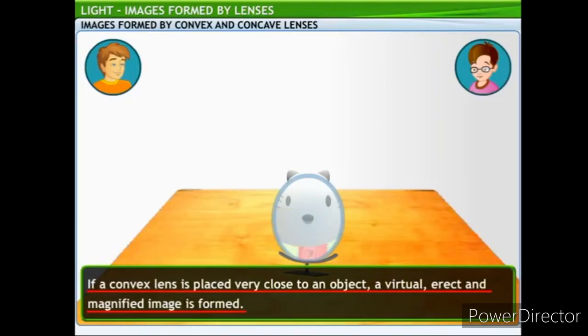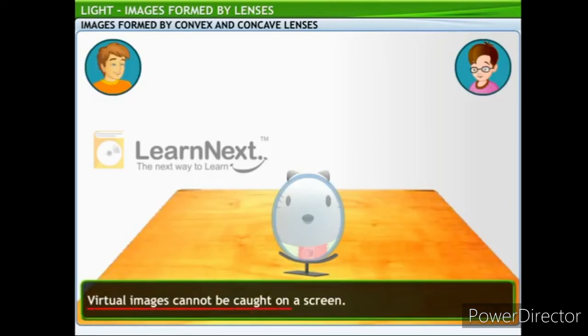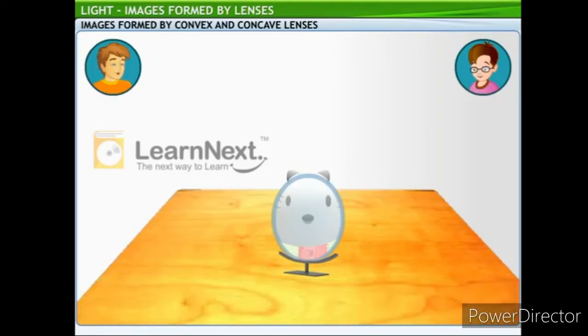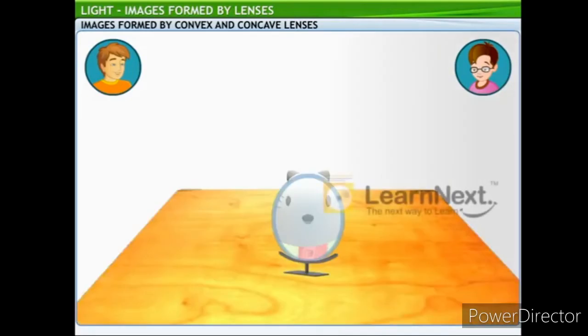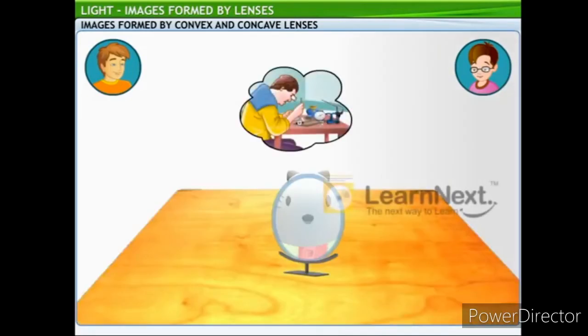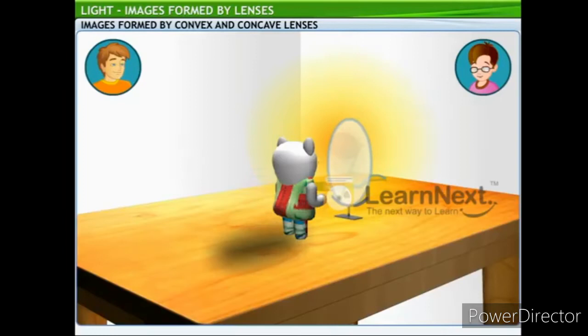The image is direct and magnified. But virtual images cannot be formed on a screen, in this case, the wall. So, you're not able to see anything on the wall. That is why the watch repairer in the shop was holding the eyepiece so close to his eyes when looking at its parts. Oh, yes.